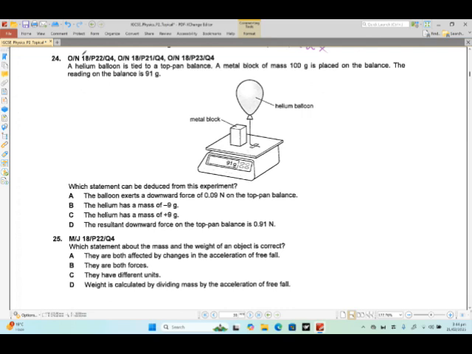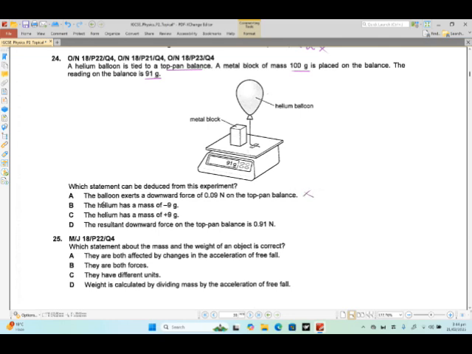24. A helium balloon is tied on top pan. The metal block of mass 100 grams is placed on the balance. The reading on the balance is 91 grams. Okay. Which statement can be deduced from this experiment? Okay, the balloon exerts a downward force of 0.09 Newton on the top pan. बेटा हीलियम बलून तो इतना बेचारा सा है, लाइट वेट सा है, वो कहाँ downward force exert करेगा? तो no, this is not the answer.